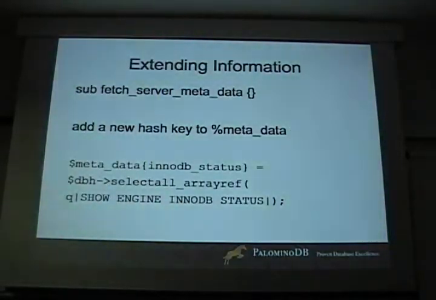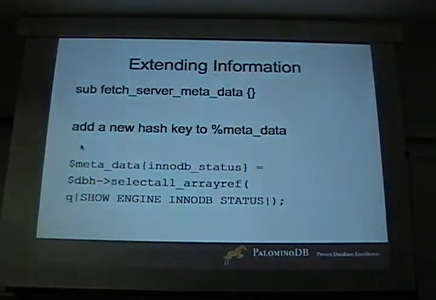This is the subroutine. It's called fetch server metadata, and all you have to do is add a new hash key to metadata. So for example, let's say we wanted to get an InnoDB status. We wanted to run show engine innodb status, and put the answer in an array.